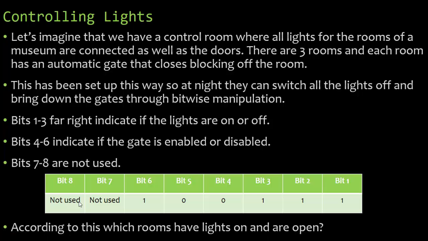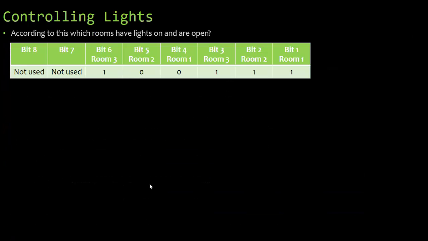So according to this, which rooms have lights on and are open? Well, rooms 1, 2, and 3 have their lights on. What rooms are open? Bits 4 and 5. If I look at room 6 or bit 6, that lock is engaged. It's blocking off the room. So according to this, which rooms have lights on and are open?